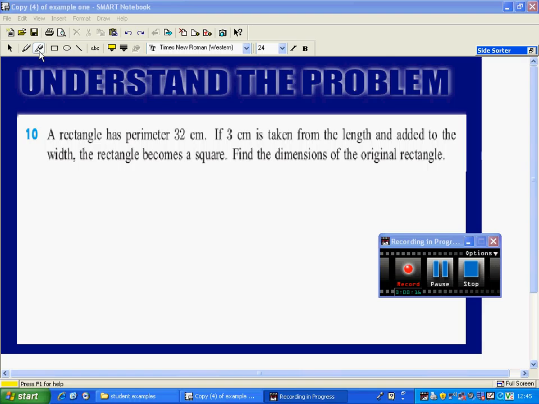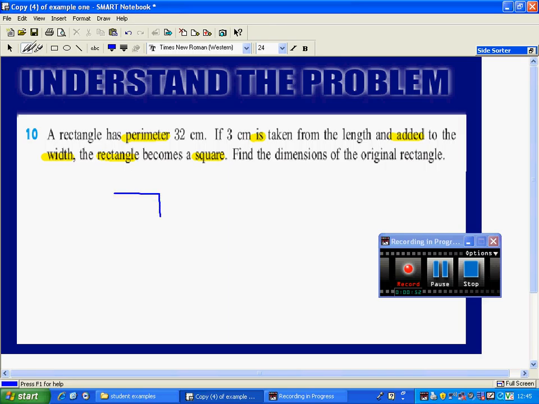First of all, to understand the problem, we have to highlight the main words, which are perimeter, because we know we have to find the perimeter, is, which means equals, added to the width, because we know the 3 centimeters are added to the width, and the square and rectangle, we know we are dealing with two shapes, which are the square and the rectangle, and that's it. Now we know we have to find the dimensions of the original rectangle.